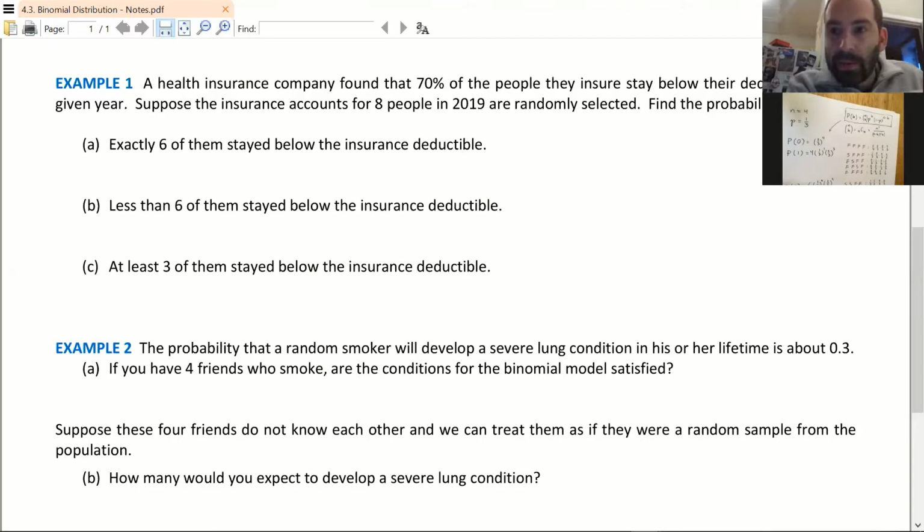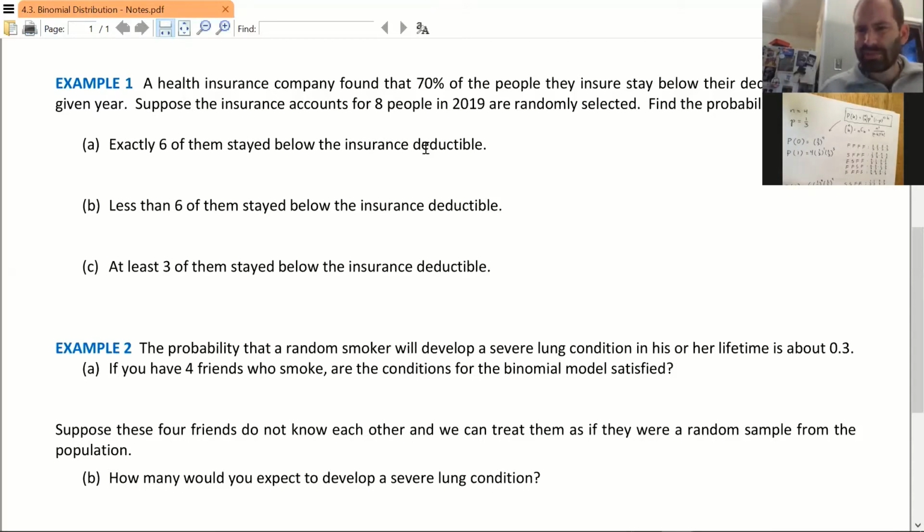Okay, so it says that a health insurance company found that 70% of the people they insure stay below their deductible in any given year. Suppose the insurance accounts for 8 people in 2019 are randomly selected. Find the probability that 6 of them stayed below the insurance deductible.